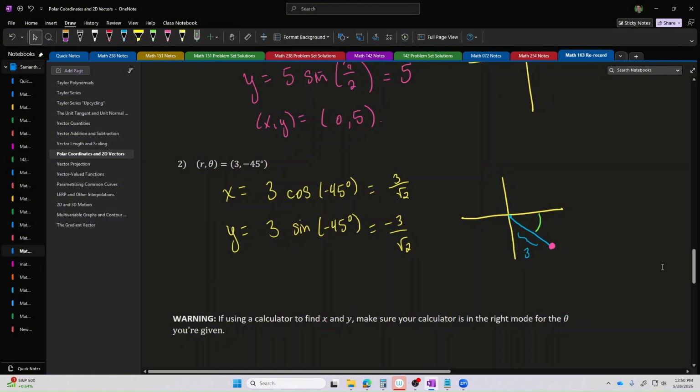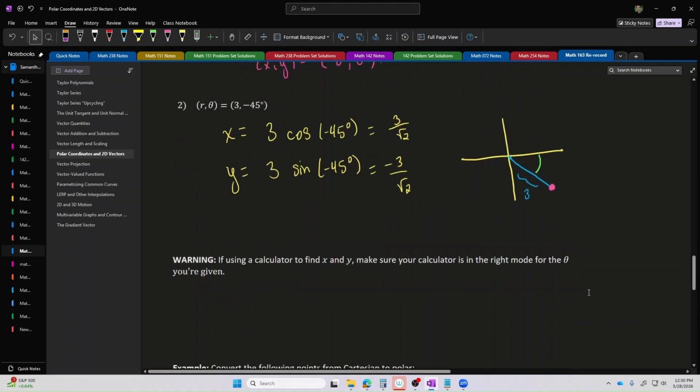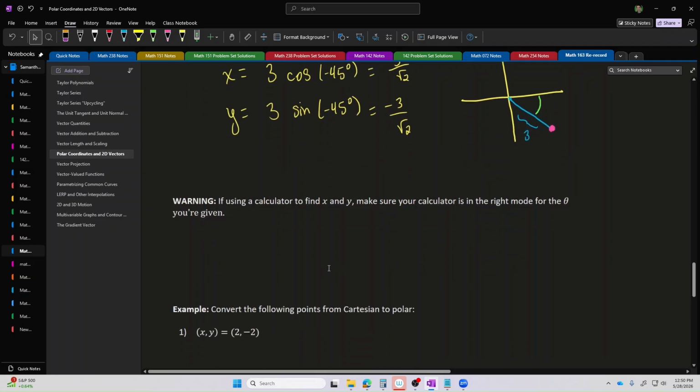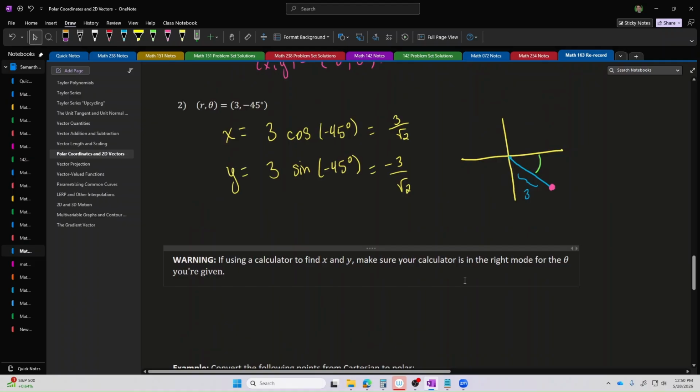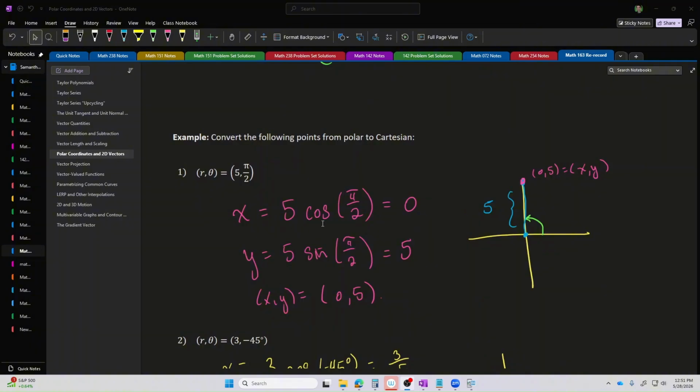Now, something to be cautious of, if you are using a calculator to find these values of x and y, you need to be careful to make sure that your calculator's mode matches the angle that you're given. So in the first problem, the theta that I am given is in radians. The reason why I know that theta is in radians is because there's no degrees symbol. Any angle given without units is understood to be in radians.